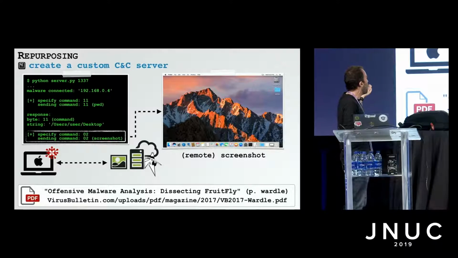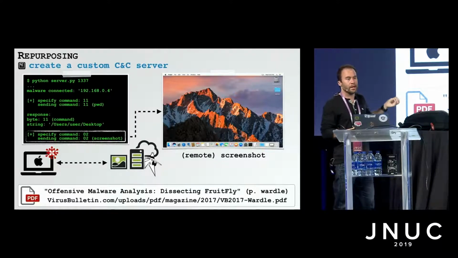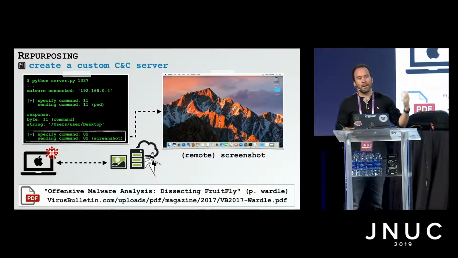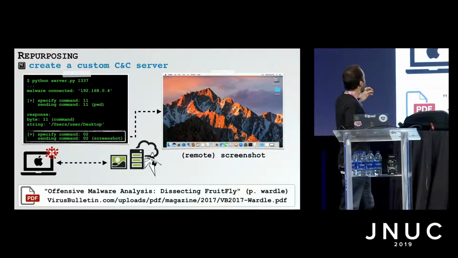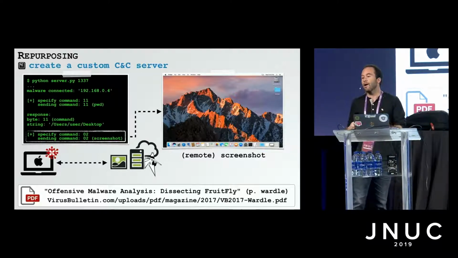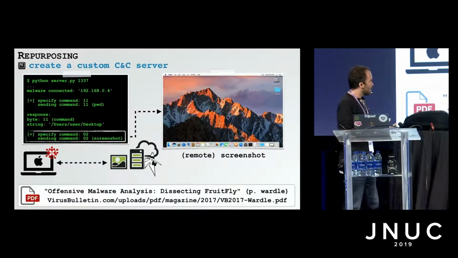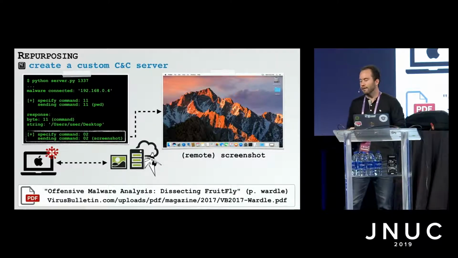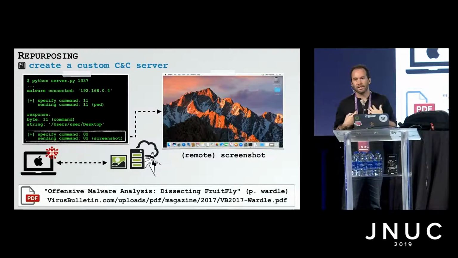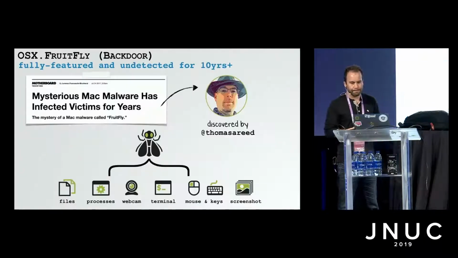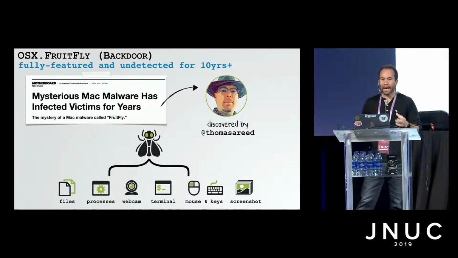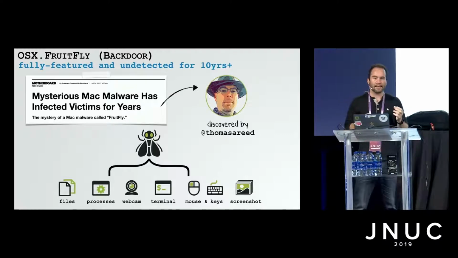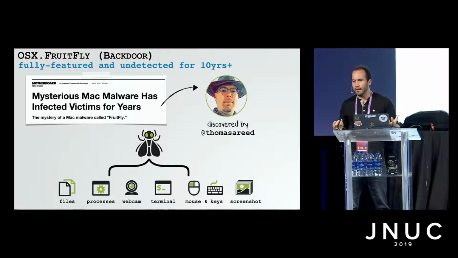So here we can see now, once we've created this custom command and control server, when the repurposed malware connects to us, we can give it command number 2, which we figured out is the screen capture command. The malware will then take that tasking, act on it, take a screenshot, and then send it back to our server. So now let's walk through some actual examples to show exactly how adversaries or hackers can repurpose Mac malware that's already in the wild.